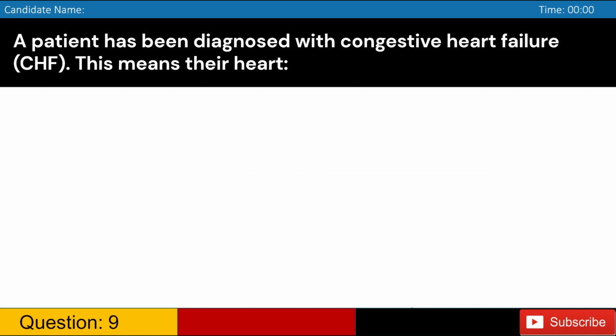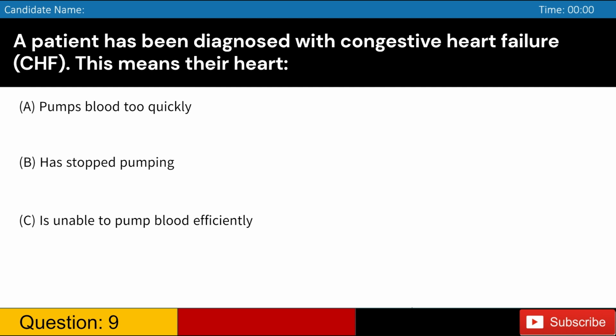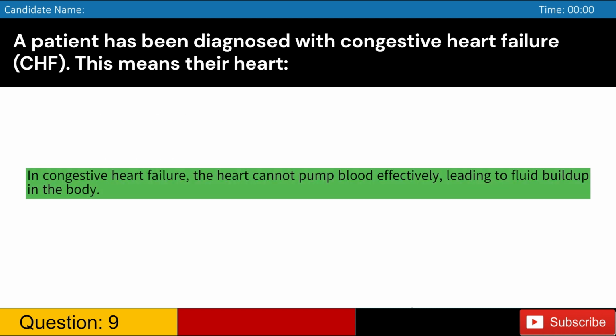A patient has been diagnosed with congestive heart failure, CHF. This means their heart: A. Pumps blood too quickly. B. Has stopped pumping. C. Is unable to pump blood efficiently. D. Is working perfectly. Answer C. In congestive heart failure, the heart cannot pump blood effectively, leading to fluid buildup in the body.